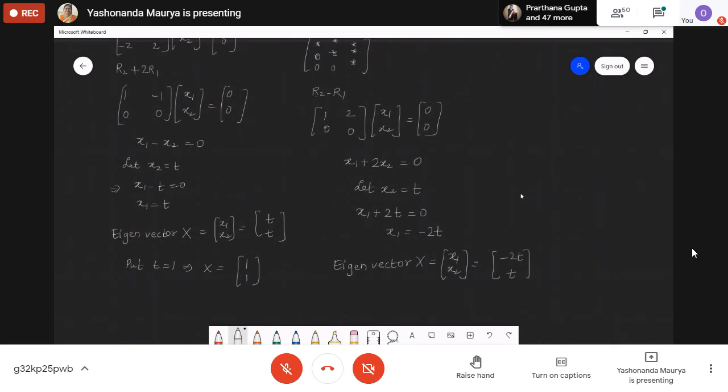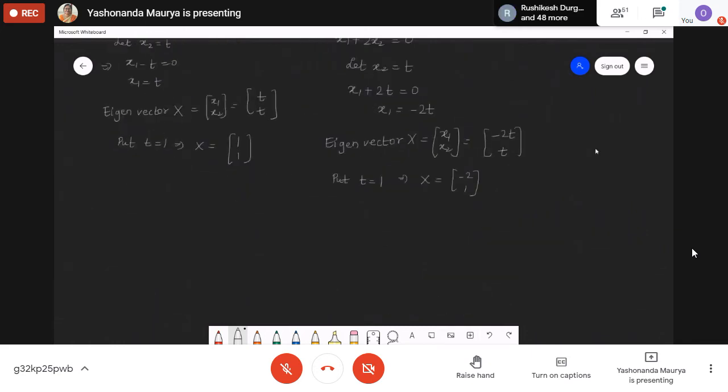Put t equal to any value. You can put 1, you can put minus 1, everything is allowed. Just make sure that you don't substitute t equal to 0, because that will make the entire vector 0, and we are not interested in a 0 vector. So put t is equal to 1. Therefore, what will be the value for x? Minus 2 and 1. So these are the eigenvectors.